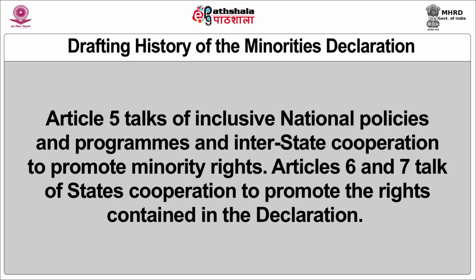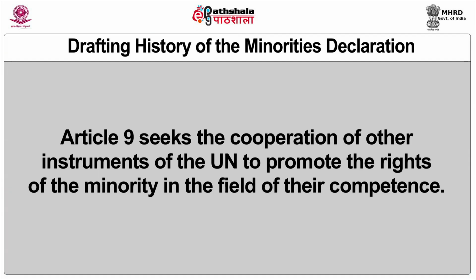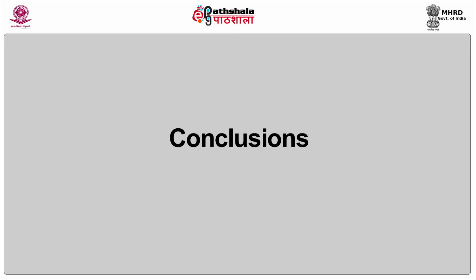Articles 6 and 7 talk of states' cooperation to promote the rights contained in the Declaration. Article 8 enjoins the negative rights, that nothing in the Declaration hamper the enjoyment of any of the universal human rights. Article 9 seeks the cooperation of other instruments of the UN to promote the rights of the minority in the field of their competence.